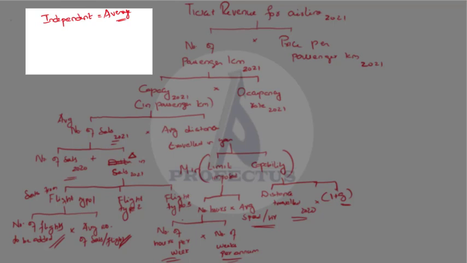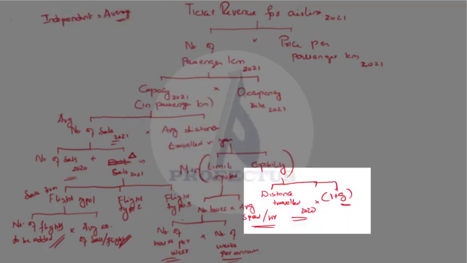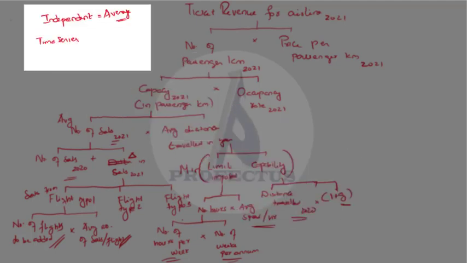The other way to break the data is that data could be time series dependent. Time series dependent in the sense it depends on its own past. So here we took distance traveled as previous year into 1 plus growth rate. So our data could be time series dependent, or our data could have a causation relationship with something else, which means our data is driven by some other data.